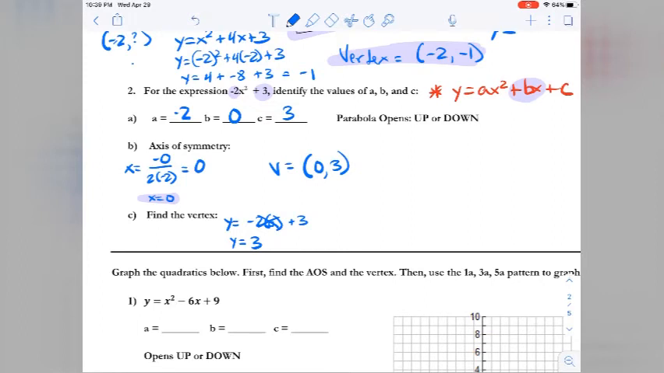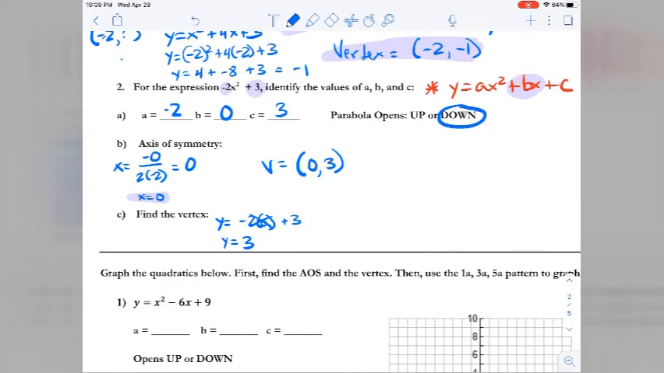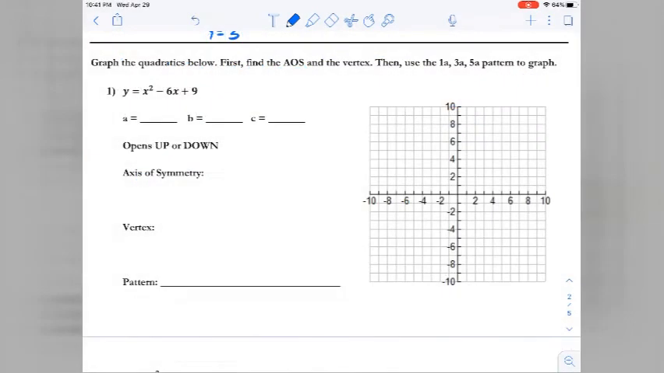Now, we can decide whether our parabola opens up or down based on our a value. And since our a value was negative, you know that our parabola opens down. Okay, so let's zip through a couple more problems.